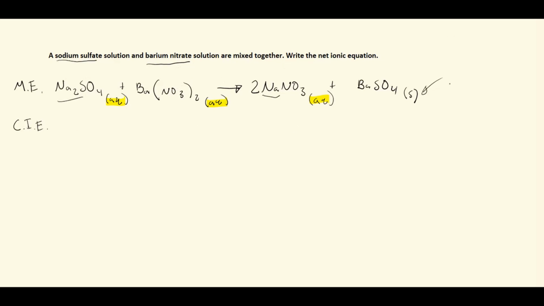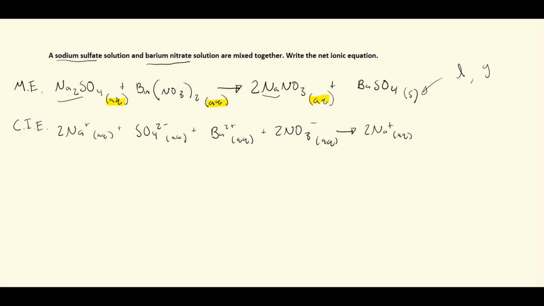And then if it's a solid, a liquid, or a gas, we're not even going to consider that. They're going to remain the same. So when we write our complete ionic equation, we're going to split these soluble salts up into their ions. So we get 2 Na+ aqueous plus a sulfate aqueous plus a barium ion aqueous plus 2 NO3- aqueous. This gives 2 Na+ aqueous plus 2 NO3- aqueous. And then finally we have our insoluble salt. It's going to remain as a solid. Alright, so this is our complete ionic equation.